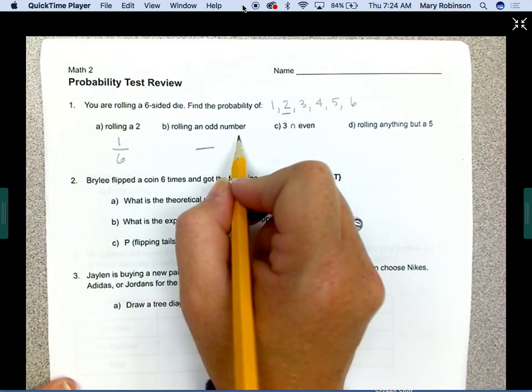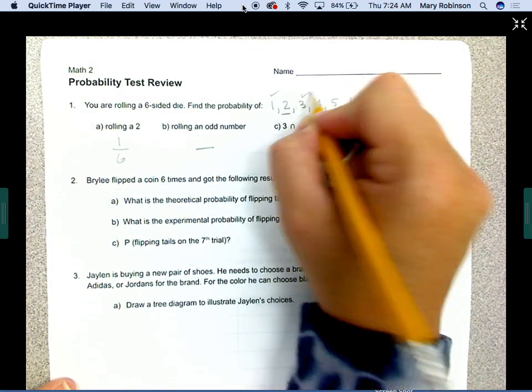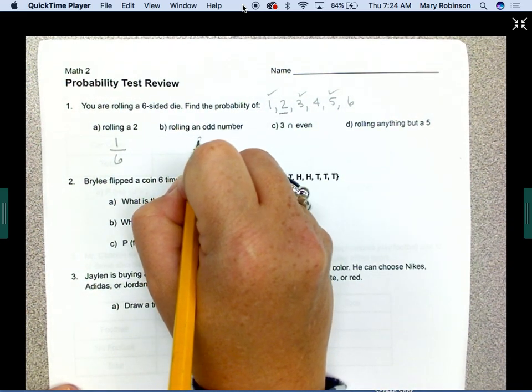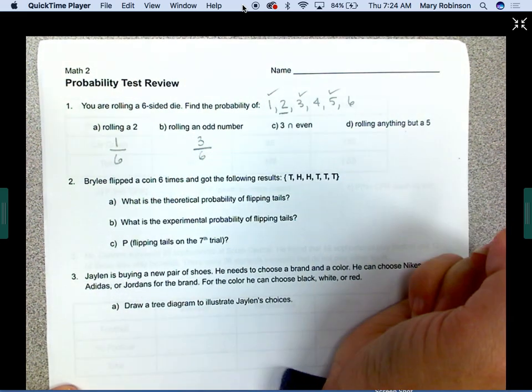B, rolling an odd number. There are 3 odd numbers. 1, 3, and 5 are odd. So 3 of the outcomes are odd out of 6 possible outcomes.